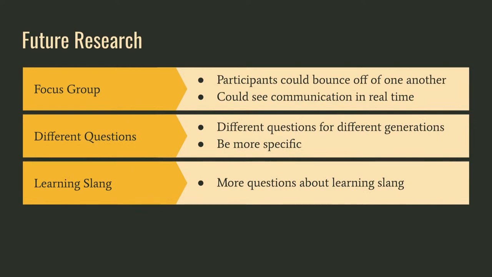For future research, we recommend using a focus group rather than interviewing participants. This would give researchers firsthand access to watching different generations communicate in real time. It would also remedy their ability to remember slang by being able to bounce off of one another. We would also recommend using different questions for different generations to have a more specific understanding of their generational specificities. Lastly, we would include more about how participants of each generation learn slang.